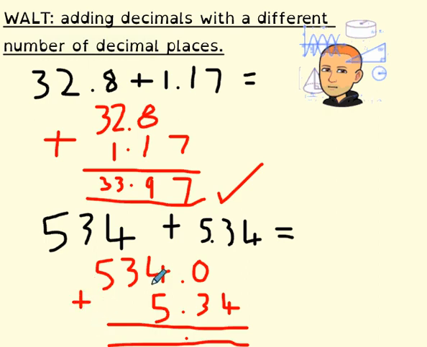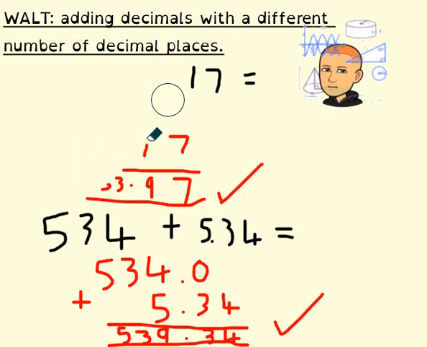0 hundredths add 4 hundredths is 4 hundredths. 0 tenths add 3 tenths is 3 tenths. 5 ones add 4 ones is 9 ones. 3 tens add 0 tens is 3 tens. And 5 hundredths add 0 hundredths is 5 hundredths. 539.34.